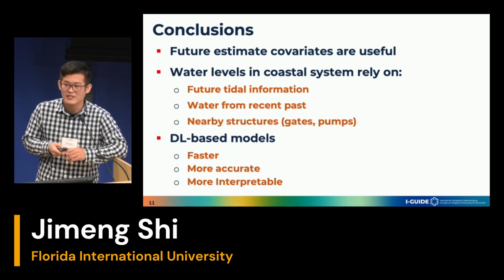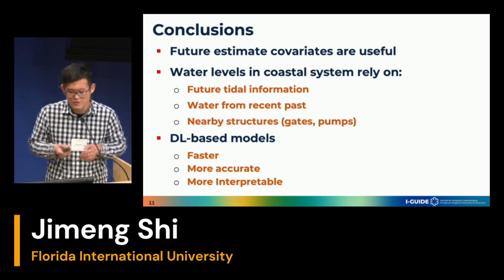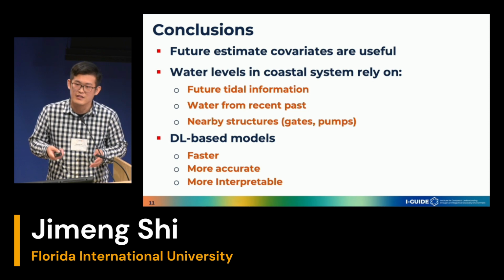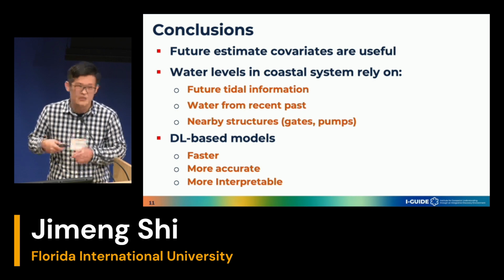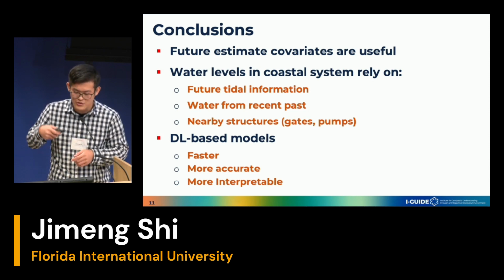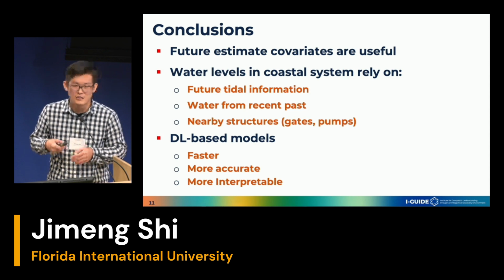The last one is the most interesting one. Deep learning models have some more advantages. For example, they could perform much faster. They could perform more accurately than the baseline models in this work. And they can provide more interpretable results, which can help us to understand this domain and, at the same time, validate and prove the deep learning models are learning the correct things.